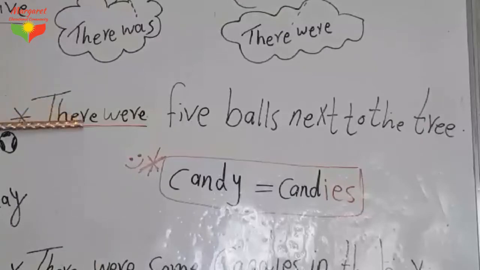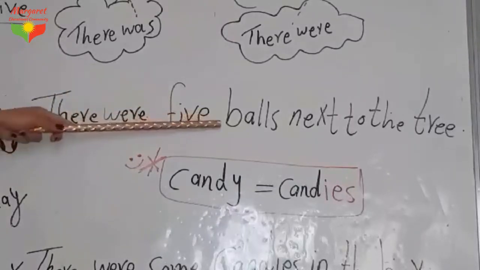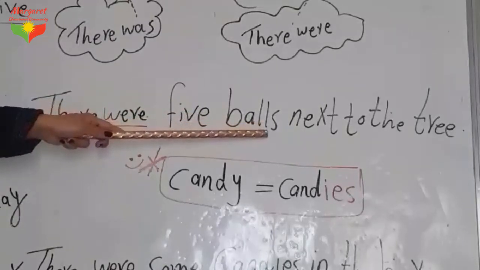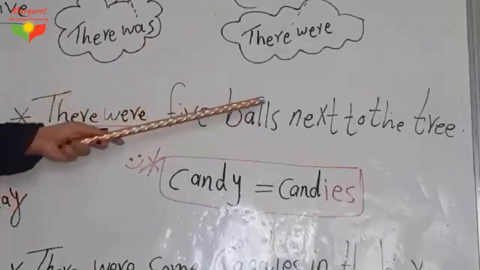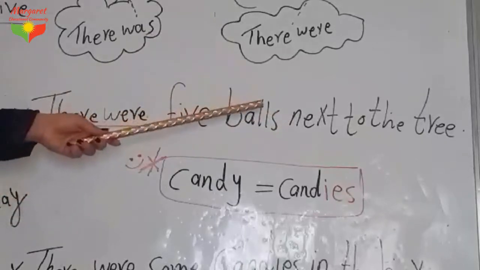I'm going to say it this way. There were. Okay, so was changed to were. Why? Because the number of the balls also changed from 1 ball to 5 balls. So I'm going to change was to were. So it will be there were how many balls? We count them. Okay, there were 5 balls. You see, balls instead of saying ball, I added s. I changed it to a plural noun. It will be balls. So there were 5 balls next to the tree.